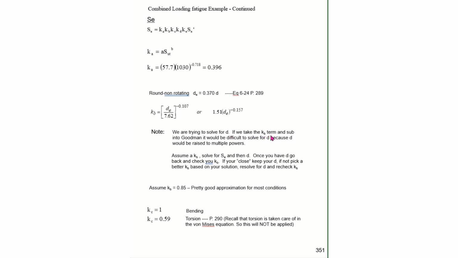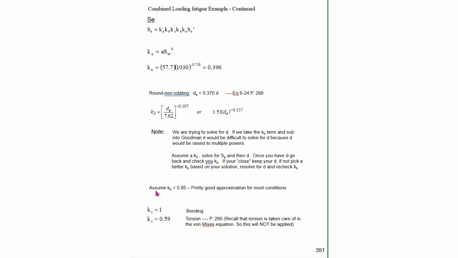If we take the KB term and substitute it into the Goodman, it would be difficult to solve for D because D would be raised to multiple powers. So we're going to assume a KB value, we'll solve for the endurance limit, and then we'll solve for the diameter of the shaft. And then once we have the D, we go back and check our assumed KB value. And if we're close, we'll keep that D. If not, we pick a better KB based on our solution and resolve for D.